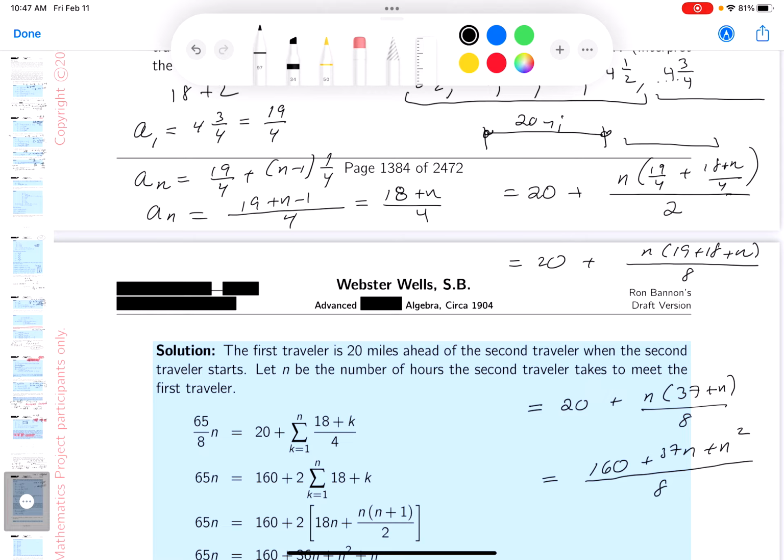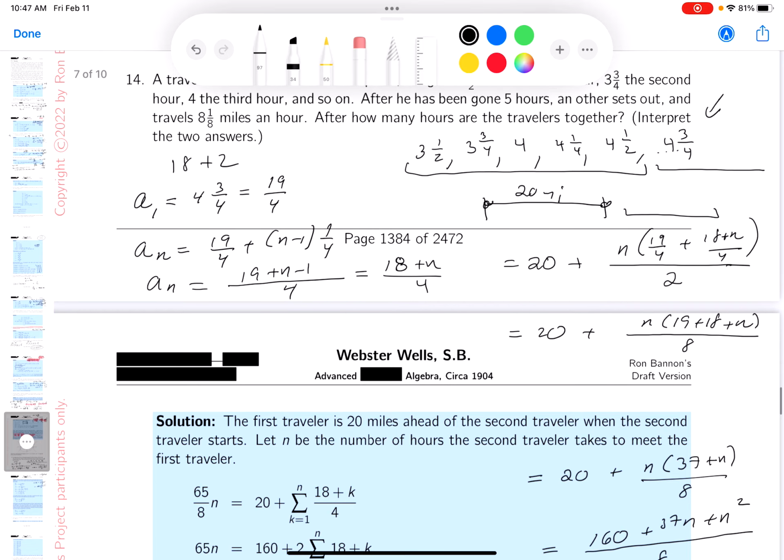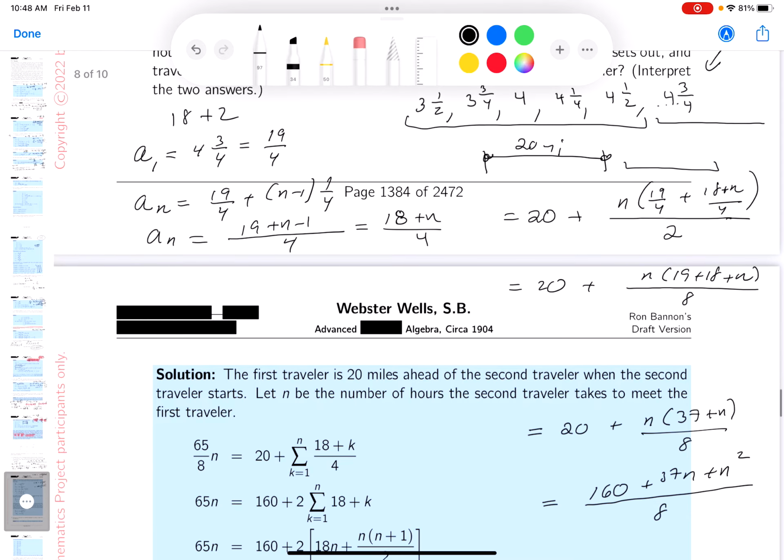He's given a 20-mile head start. Now, the other guy, well, he's got to catch up to him. Now, he's going at 8 and 1/8 miles per hour. So I'm going to say it's going to be 8 and 1/8 N. Let me get my little line over here so I don't confuse it with this. And I want to know when their distance is going to be equal. I'm looking at that. That's 65 over 8 N.